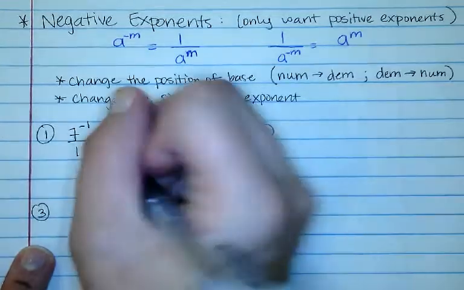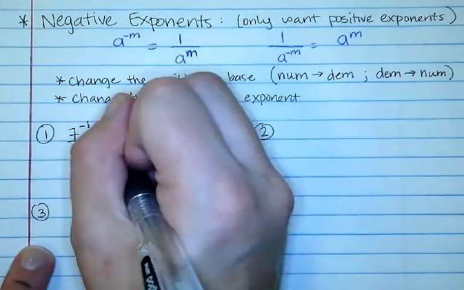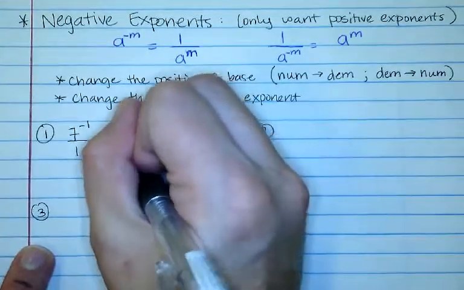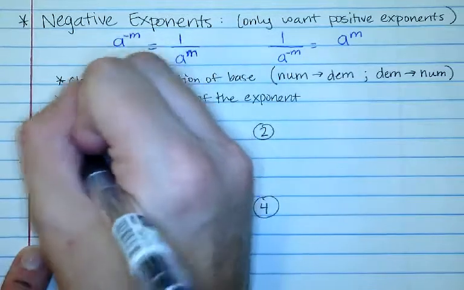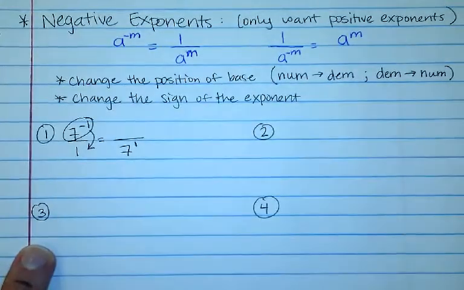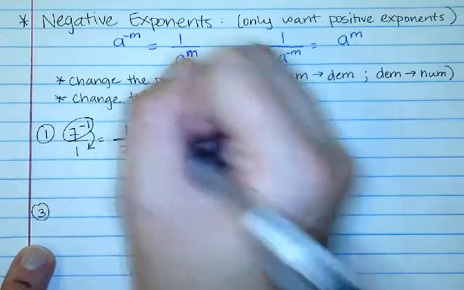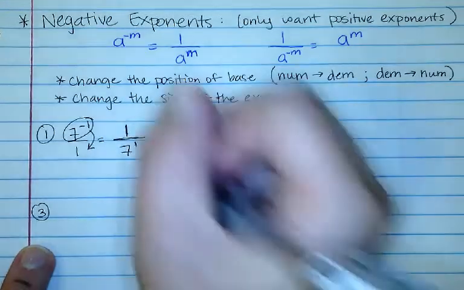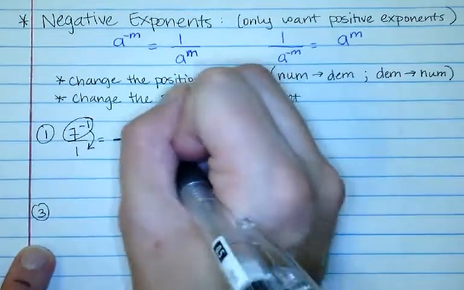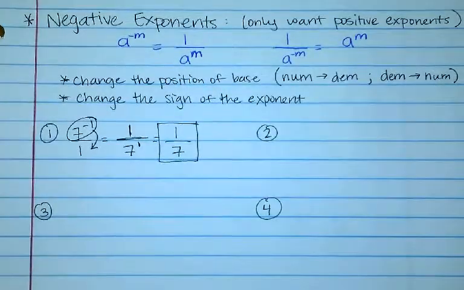So if we want to change this into a positive exponent, we change the position of the base. So the 7 is going to move to the bottom here, and it's going to become positive. So you think, okay, we got to move it down. Now, what did it leave behind? It just left behind a 1. So this is 1 over 7 to the first power, which is really just the same thing as 1 over 7. You guys comfortable with that? 1 over 7 to the first power is the same thing as 1 over 7.